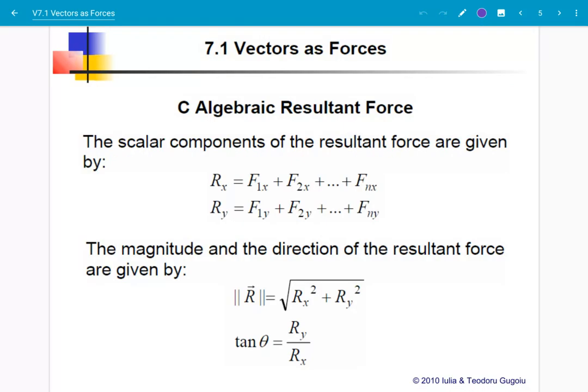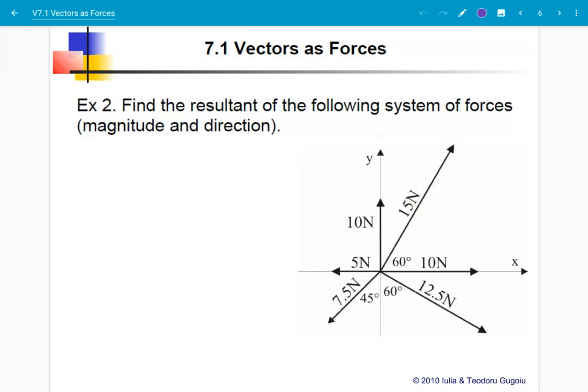Algebraic resultant vectors: you can add the x components together and the y components, and then you can get direction and magnitude using the components, just like we would with other vectors. Find the resultant of the following systems of forces, magnitude and direction. Okay. We'll treat it as components, and we'll work counterclockwise, starting with this one first and then this one, and work our way around. So the x components, and these are components, not vectors. So it'll be 10 newtons to the right, plus 15 cos of 60.